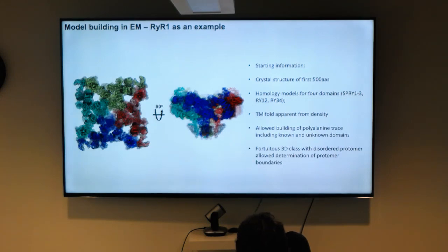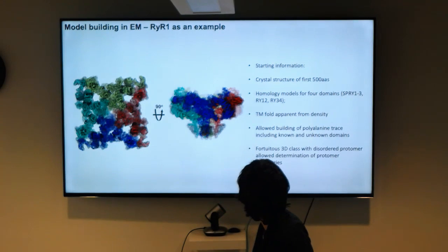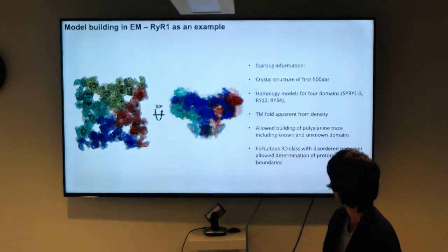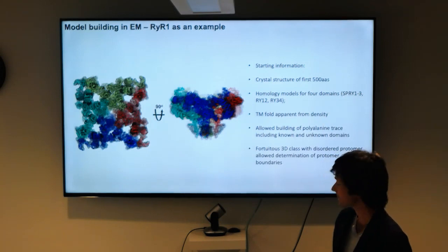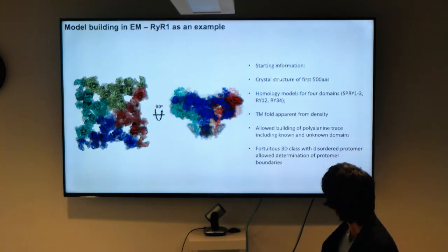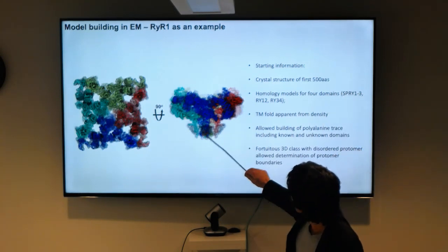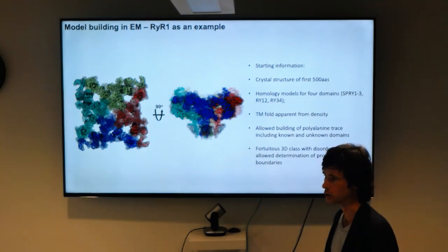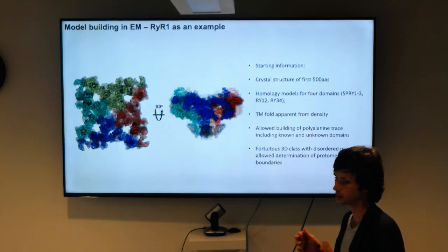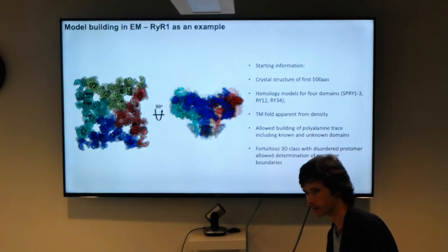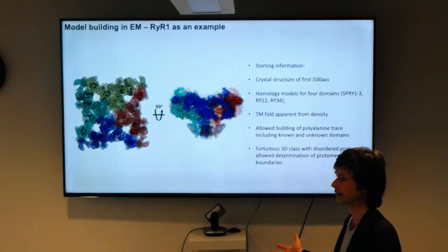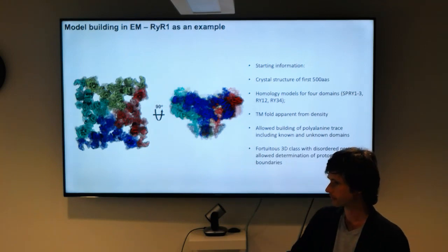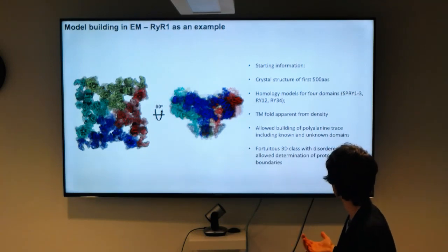Right, so I don't really want to go through this too much. So this was the case where we had a 4.8 angstrom map. We started off with that map, a crystal structure of the first 500 amino acids, and a couple of domains. We could already see from the density where the transmembrane region was, and we knew from analysis of the sequence that the transmembrane helices were right at the end of the sequence. So basically we were anchored right at the end of the sequence, we were anchored at the start, and we had to build everything in the middle.